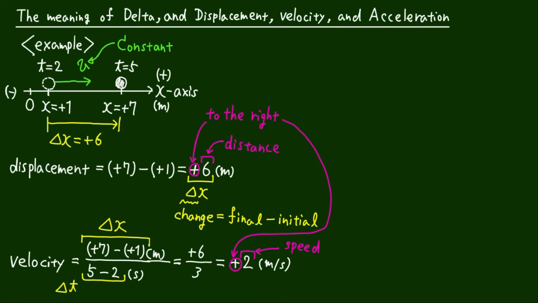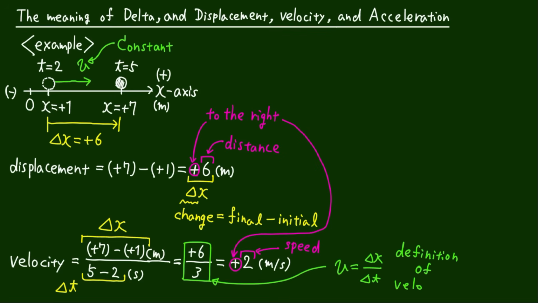The final result was plus 6 over 3, where 3 is delta t, and plus 6 is delta x, the displacement. Yes, so we can write this part using delta t and delta x like this. This actually becomes the general definition of velocity in physics. V equals delta x over delta t. Is that clear? This is how velocity is defined. This equation will be used everywhere as we progress in our studies, so please make sure not to forget it. Is that understood?